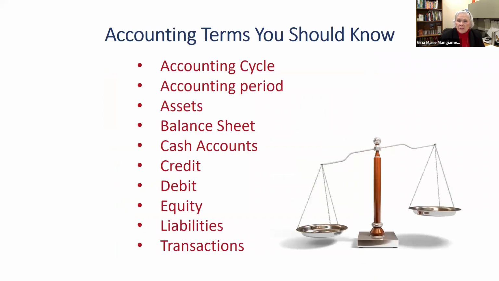Thank you. So just to summarize some accounting terms that right now you should know: we've talked about the accounting cycle, how that cycle operates within the accounting period, assets being things that you own that can be liquidated, converted to cash, and accounting reports like the balance sheet. We identified cash accounts on the balance sheet. And then the function of how we record these things is done with credits and debits. We talked about equity, which is what's left over after the assets pay off all the liabilities. So liabilities are things that you owe. So a bank loan, a car loan, even things.